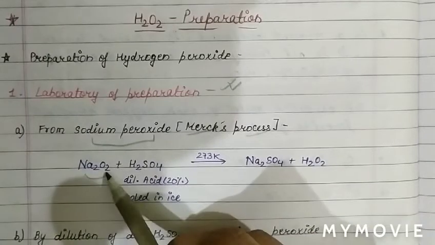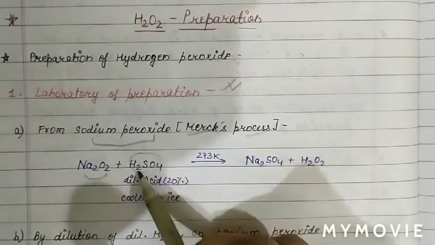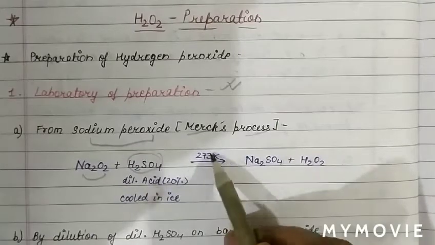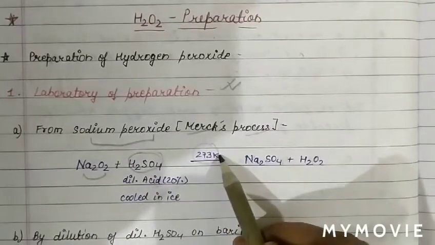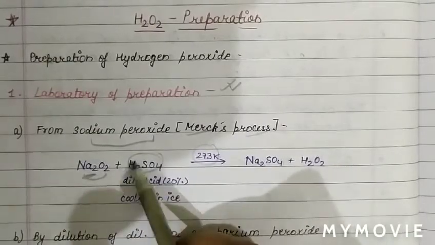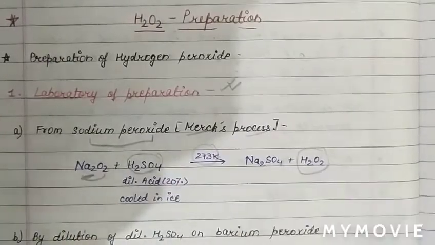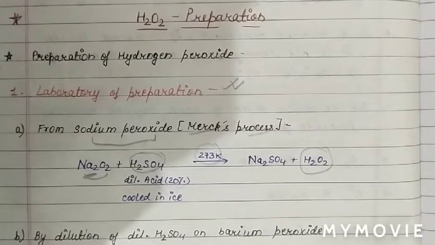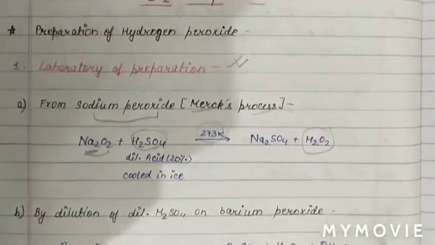Like sodium peroxide, when added with dilute H2SO4, near about 20%, at 273 Kelvin, it forms Na2SO4, and H2 combines with O2. So H2O2. So this is the laboratory preparation for H2O2 when Na2O2, sodium peroxide, is passed through H2SO4. Now see the next laboratory preparation.